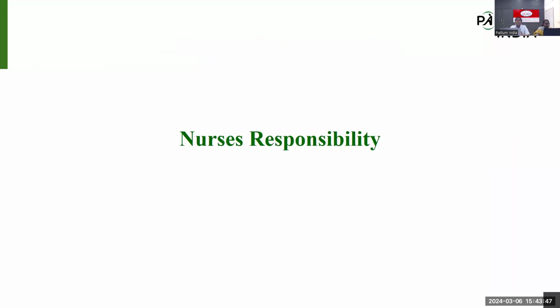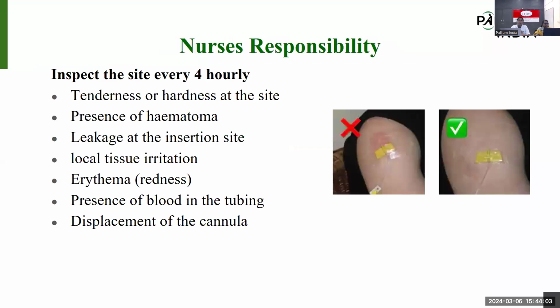Then what are the nurse's responsibilities in subcutaneous infusion? Any idea? What are the nurse's responsibilities? The nurse's responsibilities include, we should inspect the site every 4 hourly for any tenderness or hardness at the site.